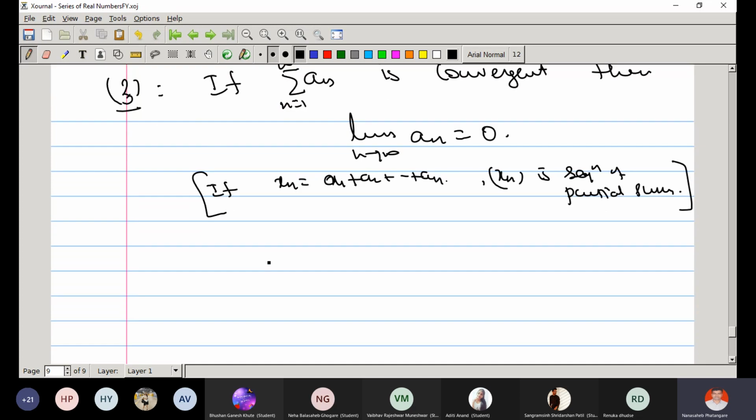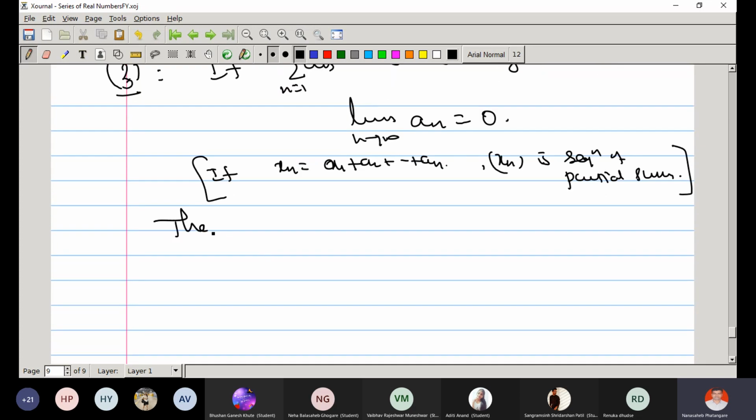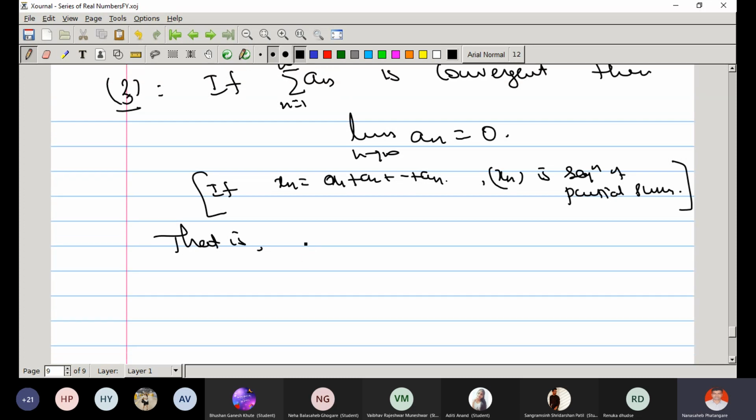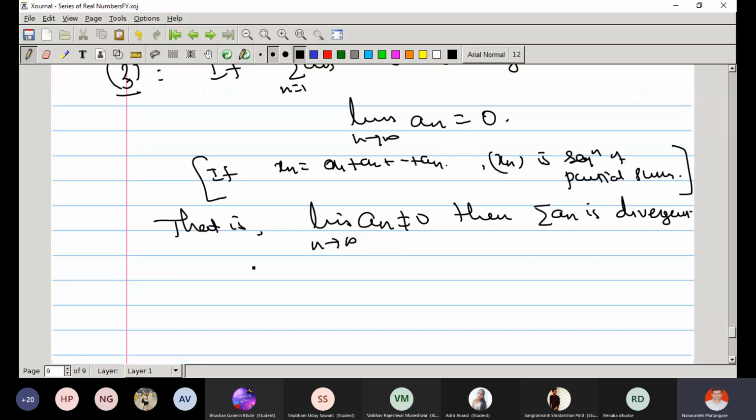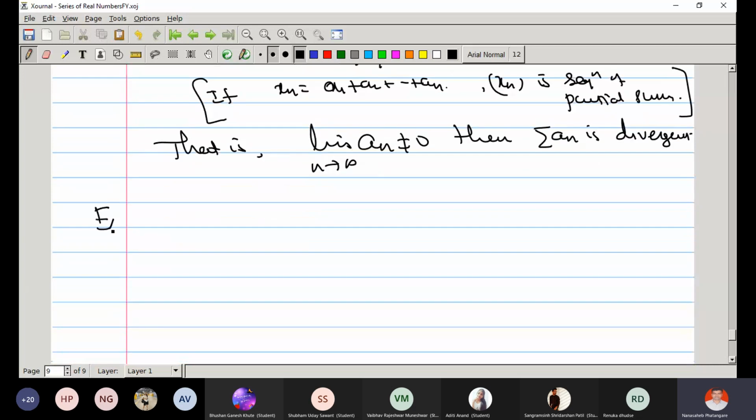So what is the contrapositive statement to this, or the equivalent statement? If the limit of an is not 0, then the series an is divergent. If limit an is not 0, then certainly the series an is divergent. This is obviously true, and we saw some examples.